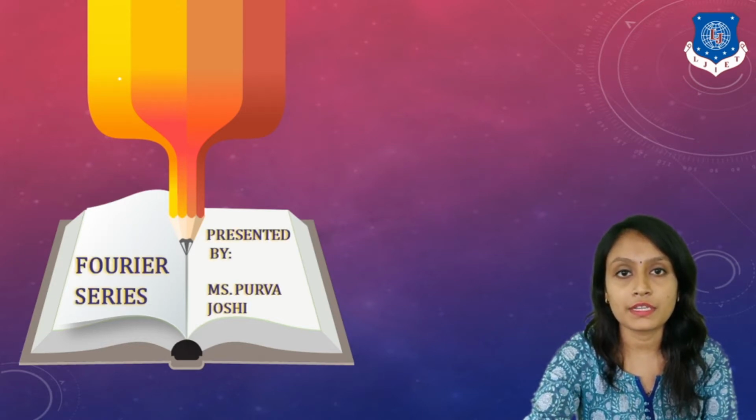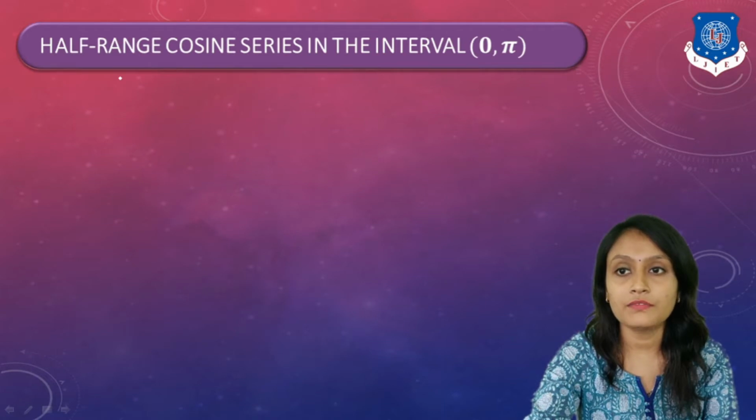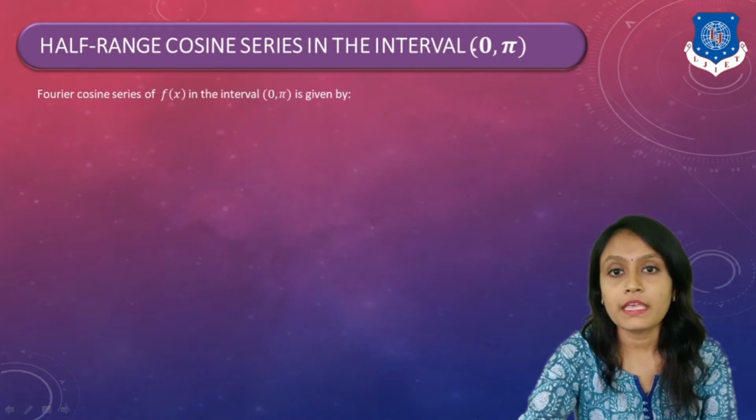Today we will discuss a few more topics of Fourier series. So let's begin with the first topic, that is half-range cosine series in the interval 0 to pi. As you can see, previously we had studied the interval 0 to 2 pi. Now its range is half, so its range is 0 to pi. And here we are specifically studying the cosine series.